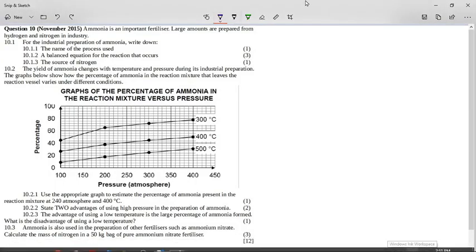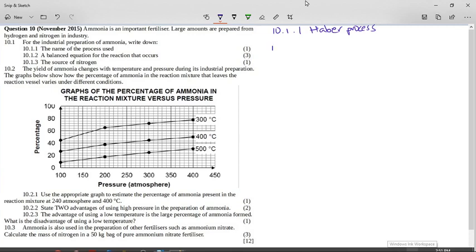Okay, let's look at this question from November 2015. It's the fertilizer question. It says, ammonia is an important fertilizer. Large amounts are prepared from hydrogen and nitrogen in industry. For the industrial preparation of ammonia, write down the name of the process used. Please make sure you spell it correctly. It is the Haber process.